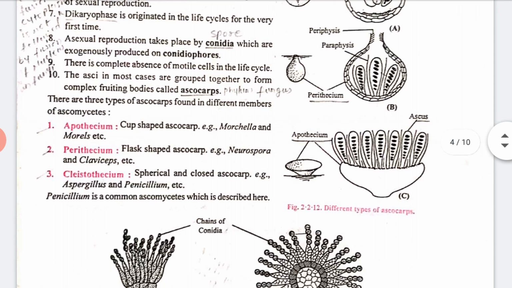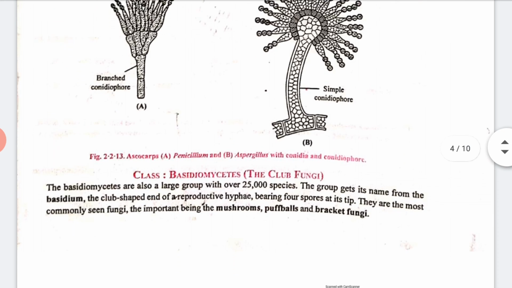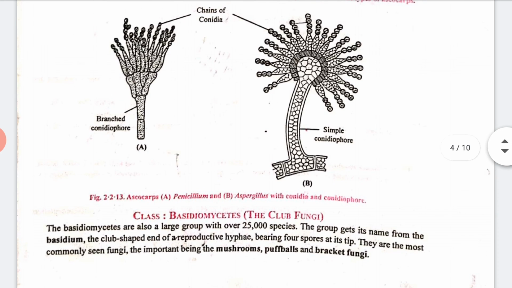Yes. Now the next class we have is Basidiomycetes, or we can say the club fungi. Basidiomycetes are also a large group with over 25,000 species. The group gets its name from the basidium, the club-shaped end of the reproductive hypha bearing four spores at its tips. They are the most commonly seen fungi, the important ones being the mushroom, the puffballs and the bracket fungi. These are the examples of Basidiomycetes.